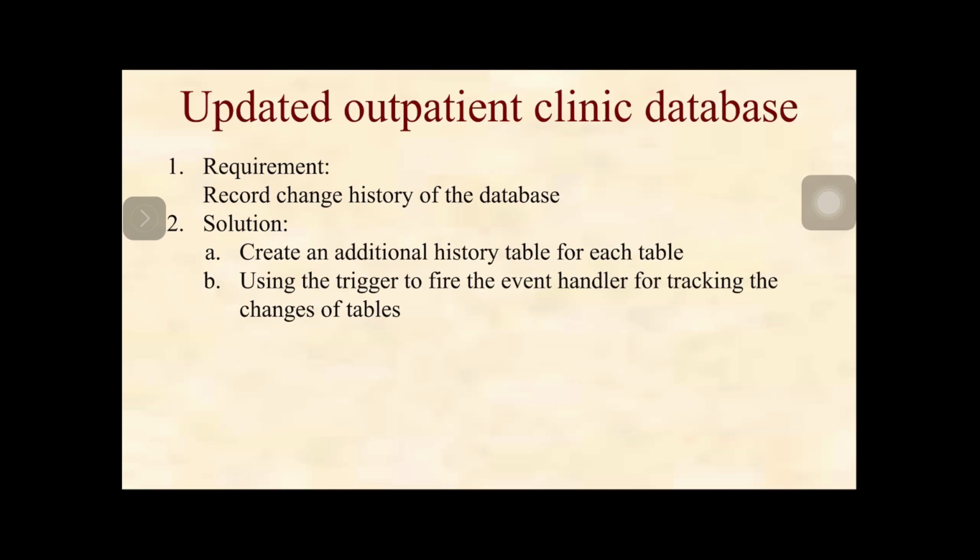The requirement is to set up a system that records all inserts, updates, and deletes to a specified set of database history tables. By logging changes to the underlying data, it is possible to determine exactly how the data in the database was modified over time, as well as who made the change and when. My solution is to create an additional history table and use a trigger to fire the event handler for checking changes to the tables.